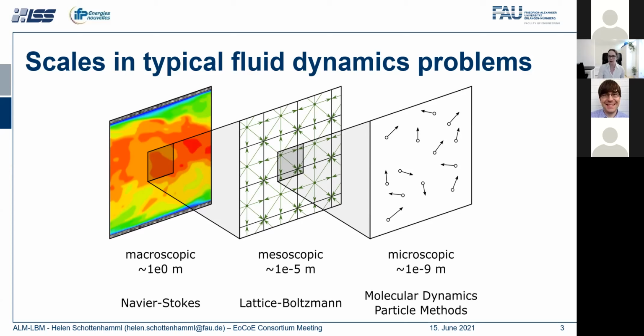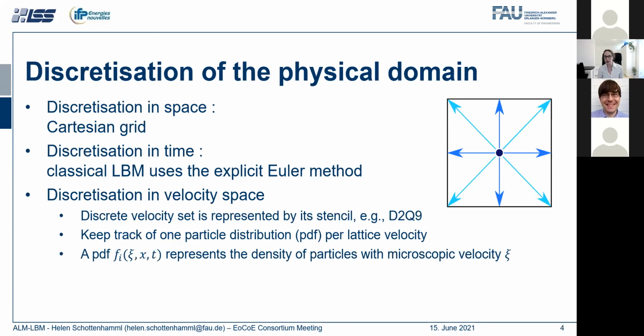Now, what exactly do we do with Lattice Boltzmann methods? Well, as it's a numerical method, of course, we discretize something. We discretize the space. For this, we use a Cartesian grid, so nothing super fancy. We discretize in time. For this, we use the explicit Euler method. And what is somewhat more special for Lattice Boltzmann methods is that we also discretize in velocity space. That means we do not allow continuous velocities, but have a discrete set of velocities which we can represent by a so-called stencil.